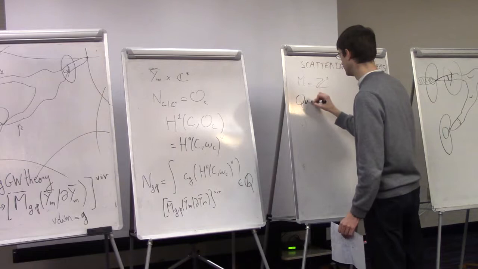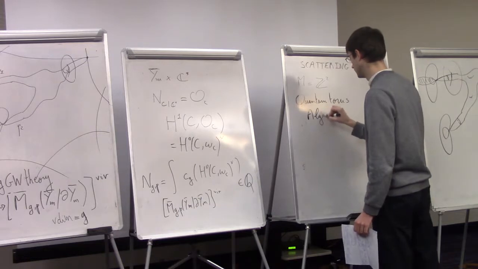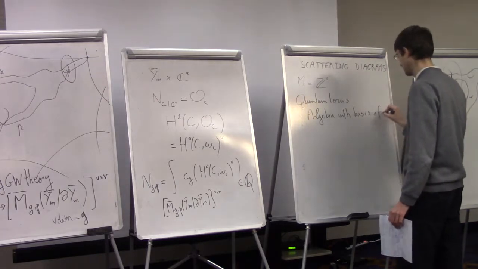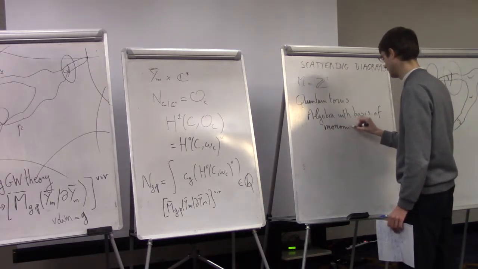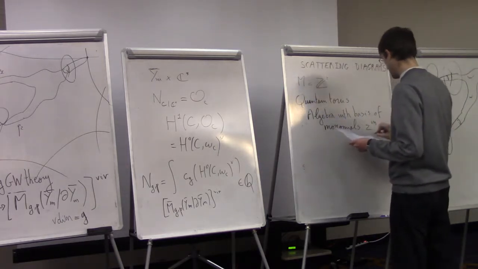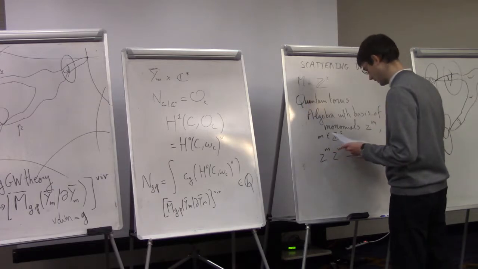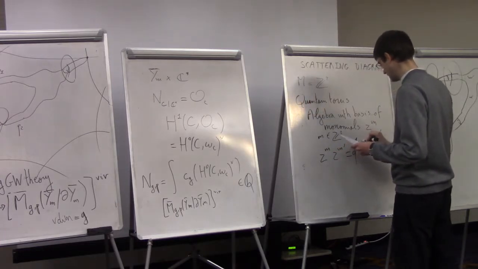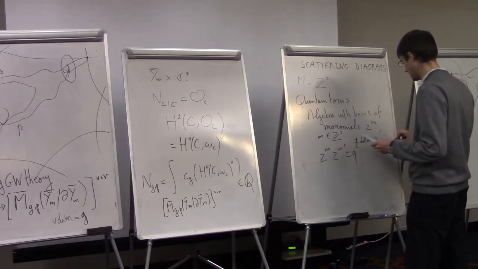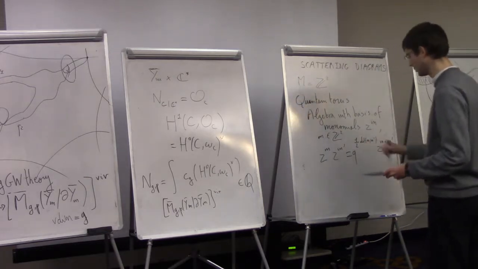And so the quantum torus is simply the algebra with the basis of monomials z to the m, for each m in Z squared, and with a product defined by z to the m times z to the m prime is equal to q to the one half determinant of m, m prime, z to the m plus m prime, where q is some formal parameter. It's the same q as in the previous talk.